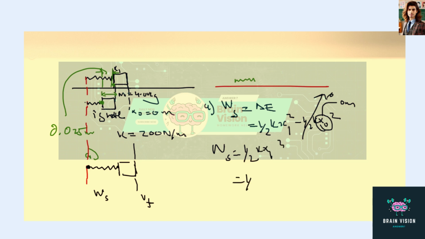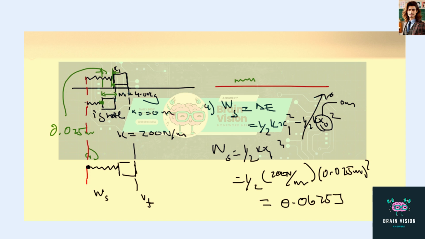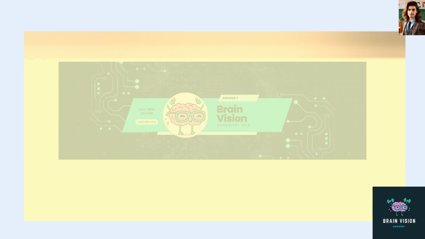We plug in the numbers. We have the spring constant, which happens to be 200 Newtons per meter, and the spring is compressed a distance of 0.025 meters. We have to square that. The final work done in compressing the spring is 0.0625 joules. The second part of the problem, I'm going to do on the next page.